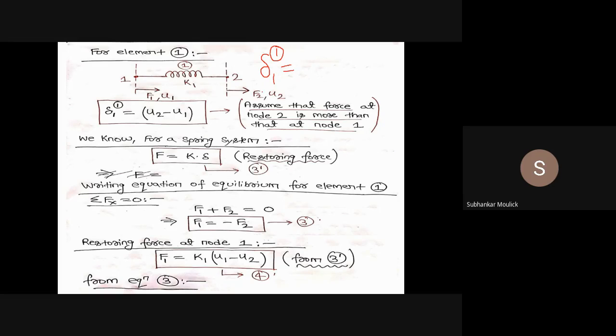If I assume that F2 is greater than F1, then definitely nodal point 1 with respect to nodal point 2 will be in compression. If that is the case, then I can write this deflection delta 1 as nothing but U2 minus U1, since it is compressing in nature, if I assume F2 greater than F1. Yes or no? Yes, sir. Fine.